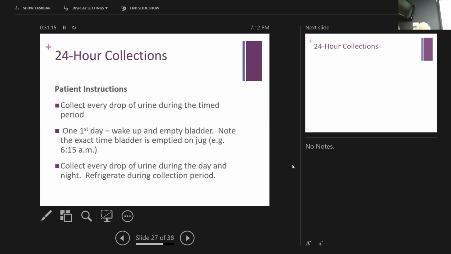Yep. So again, we have to be able to give instructions to our patients. We have to emphasize that every drop, you can't just go in there and pee a couple ounces and say, oh, I've got to collect this. You need it all. Okay.